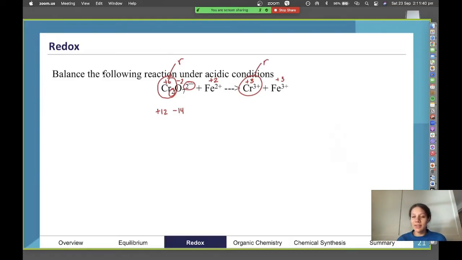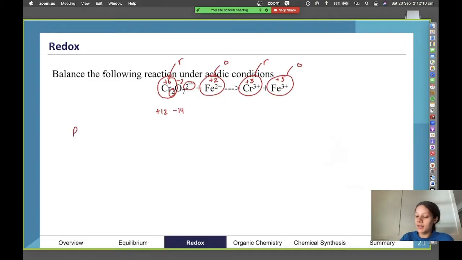My trick, or what I use to remember, is that a decrease in oxidation number is a reduction, so you have a reduction reaction there. And then for an increase in oxidation number, you're going to be oxidizing. So that's what's happening with our iron there. It's going from +2 to +3. So an increase in oxidation number means that it is oxidizing.